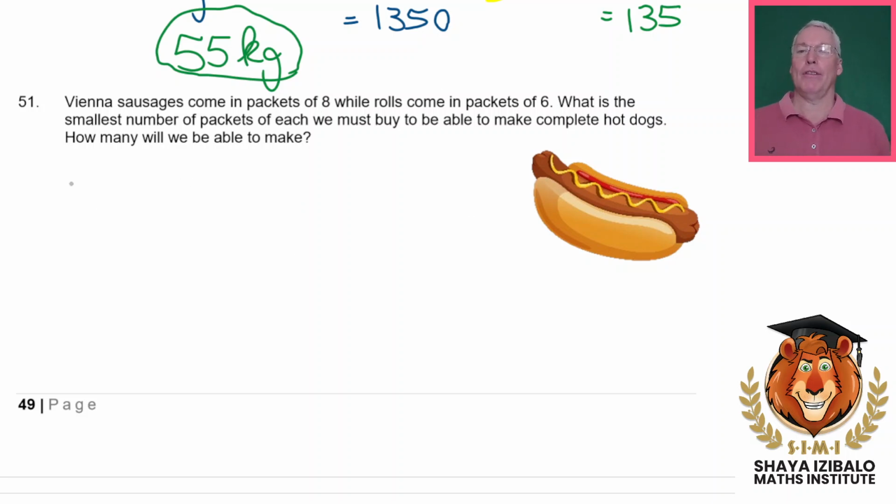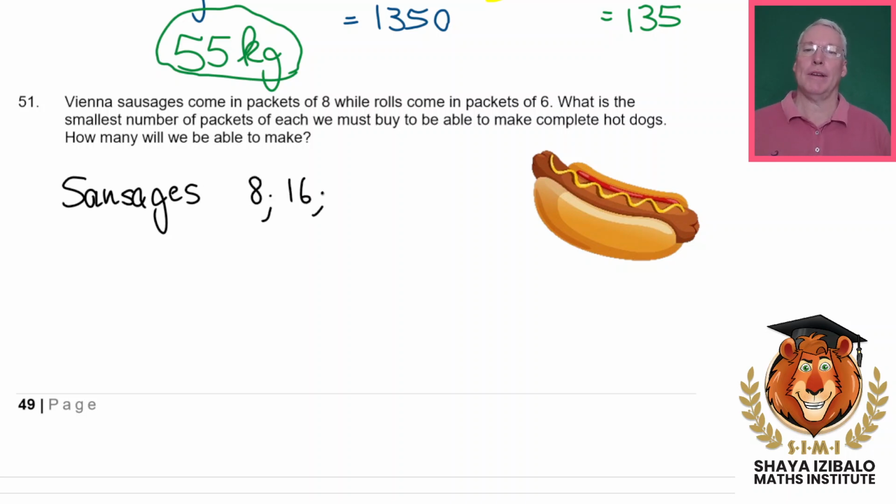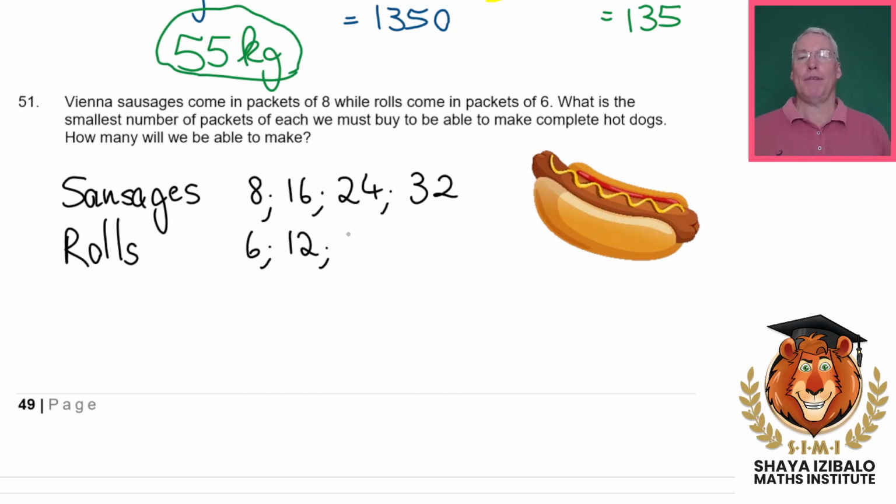If we look at our sausages, if we have 1 packet, we've got 8. If we've got 2 packets, we've got 16. 3 packets, 24. 4 packets, 32. Let's look at our rolls. Our rolls come in packets of 6. If we have 1 packet, we've got 6. 2 packets, we've got 12. We're looking for an overlap here. If we have 3 packets, we have 18. And if we have 4 packets, we've got 24. Right, so here's the answer. The lowest common multiple of 6 and 8 is 24.